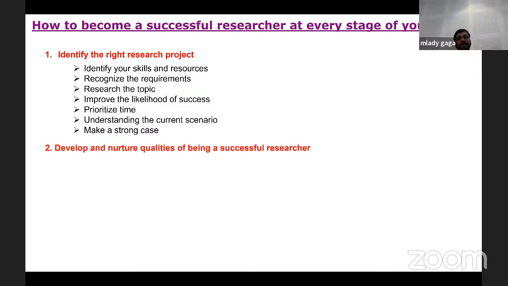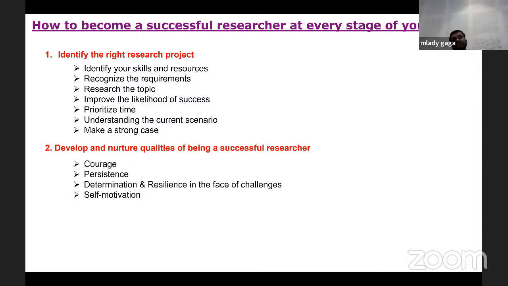Then, develop and nurture the qualities of a successful researcher. These are the 4 qualities of a successful researcher. You should have the courage to do it. You should be persistent. Persistent means I do it, I do it again, again. You should not give up. Then determination, resilience to face challenges.